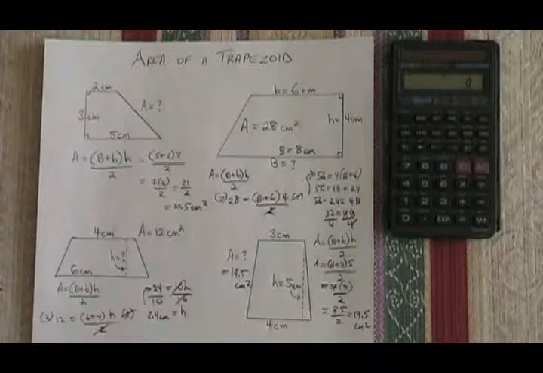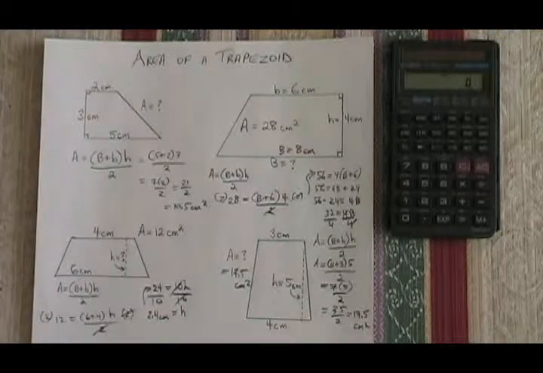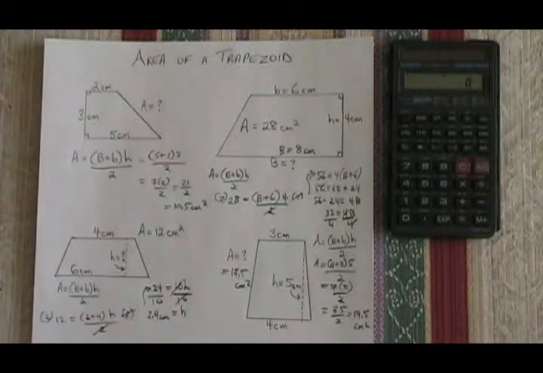This is how you use the formula for the area of a trapezoid. You can be asked to find anything that's in the formula, the A for area, the big B or the little b for the bases, or even the h for the height.